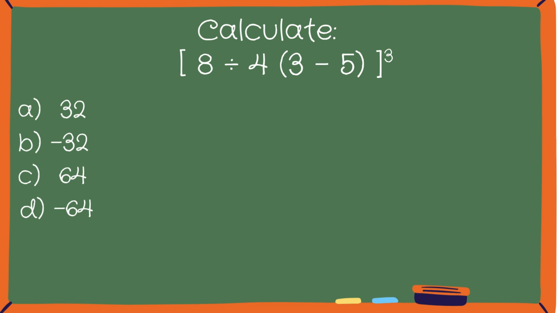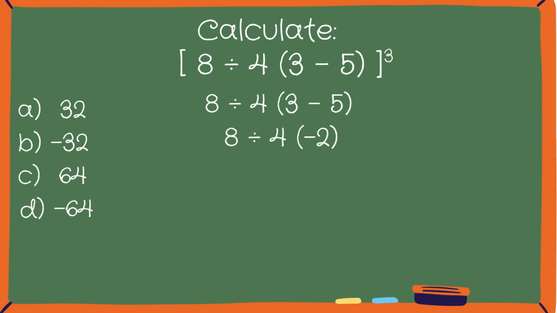For that, I'm going to work with this first expression. Look, I'm going to rewrite it. 8 divided by 4, which multiplies 3 minus 5. It doesn't say so, no multiplication symbol appears, but when I have a number preceding parentheses, it's understood to be multiplication. Now I'm going to solve the parentheses. 3 minus 5 is minus 2. It's a negative value, and I'm going to write it in parentheses so I don't get confused. So I have here 8 divided by 4, multiplied by minus 2.